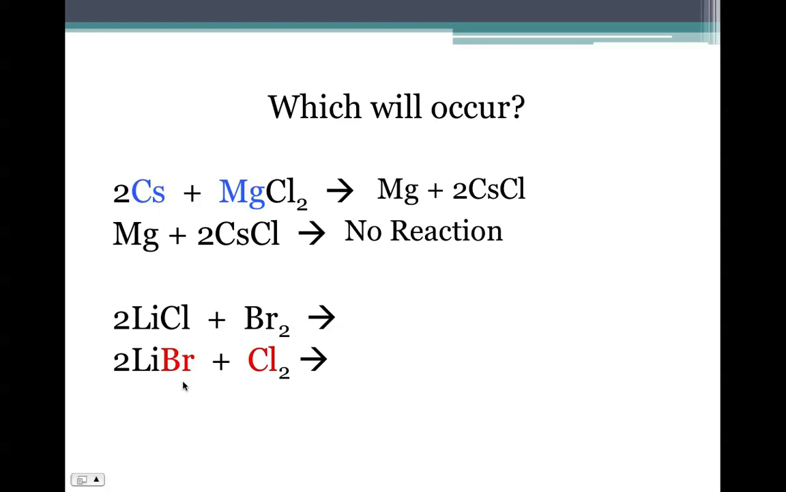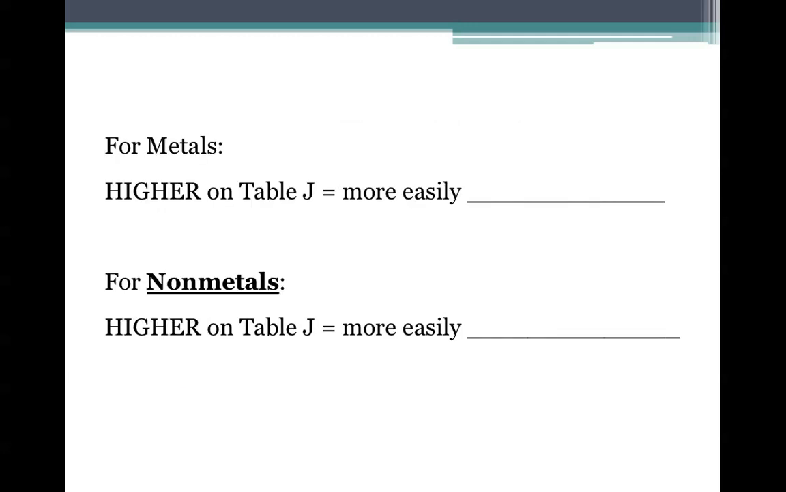Now, this one's a little bit trickier usually for students. Our element that's by itself is a nonmetal. So we're actually using the right-hand side of table J, and we're looking to replace either Cl or Br. Now, Br is not above Cl on table J, so this will not occur. However, Cl is above Br, so Cl is reactive enough to replace Br, and thus creating bromine and lithium chloride. And we'll practice this a little bit more in class tomorrow as well.